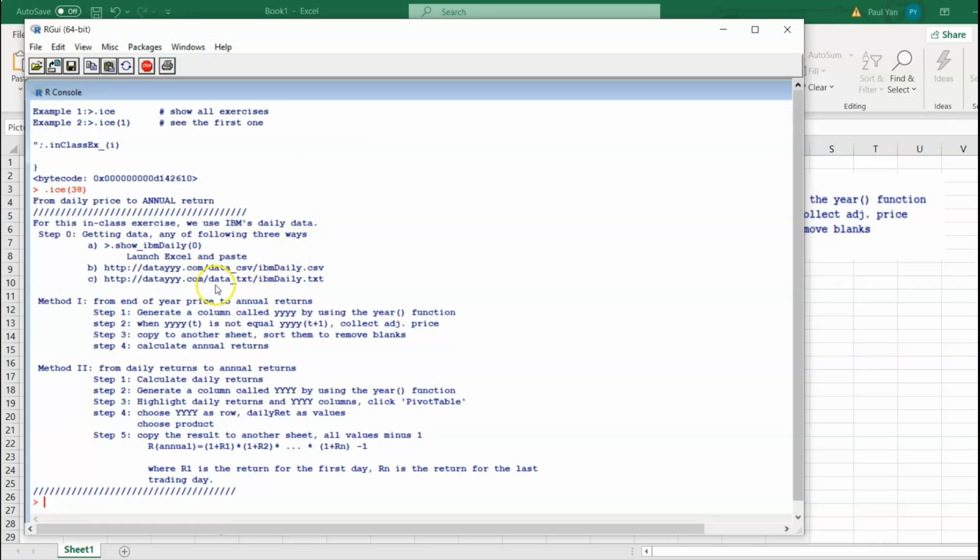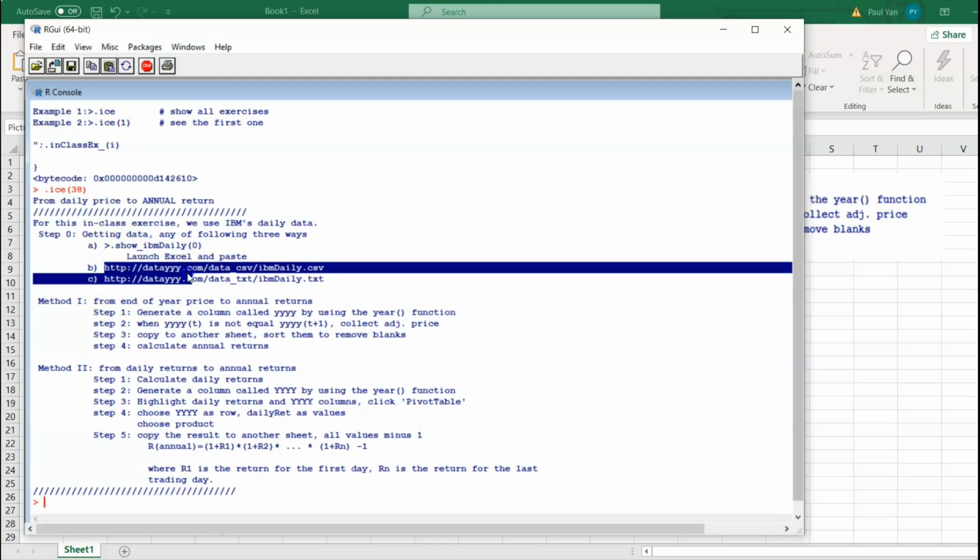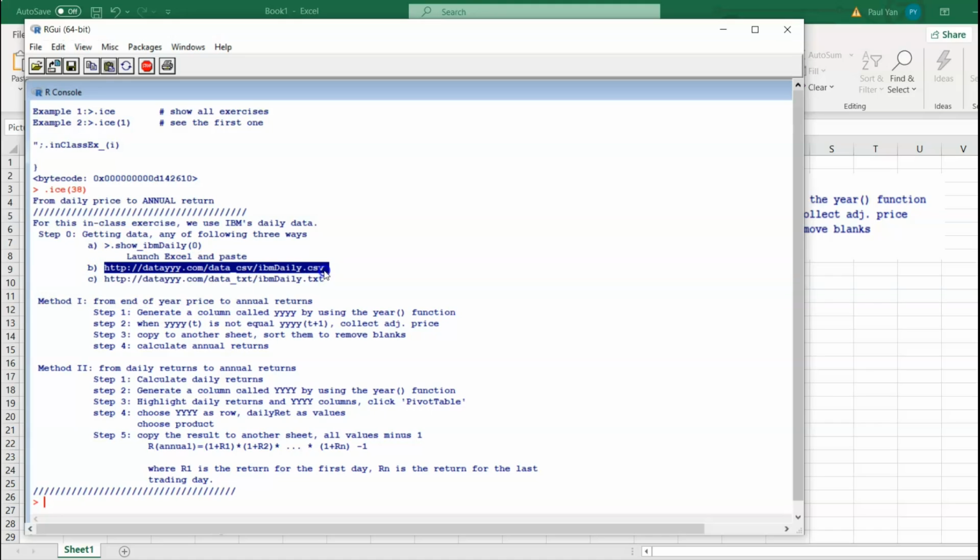There are several ways to get the data. The first method is show IBM 0. We enter 0, then launch Excel and paste here. If you're using a Mac, you can download a CSV file here. Alternatively, you can download a text file. Actually, that's method number 4: you go to Yahoo Finance, enter IBM, and download all the historical daily data.